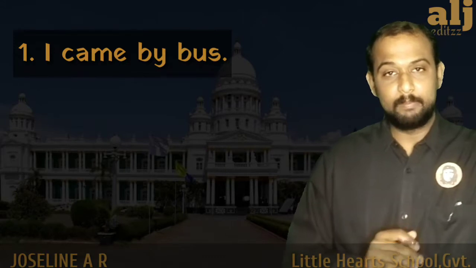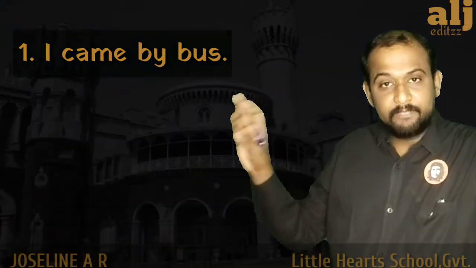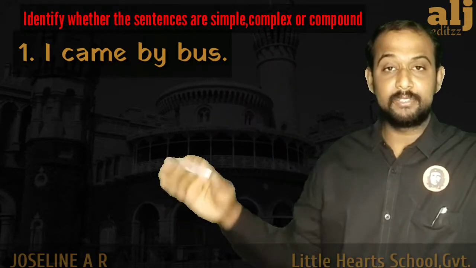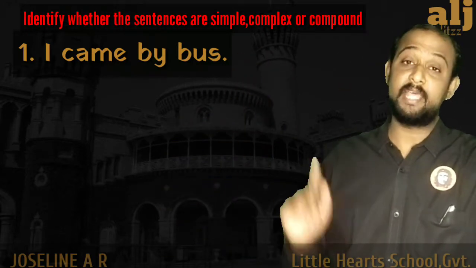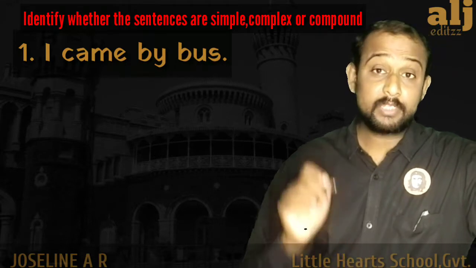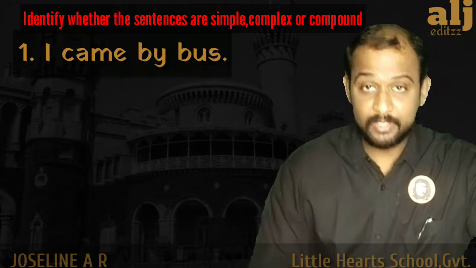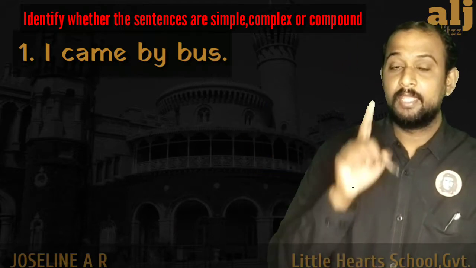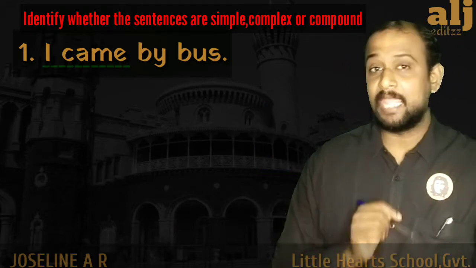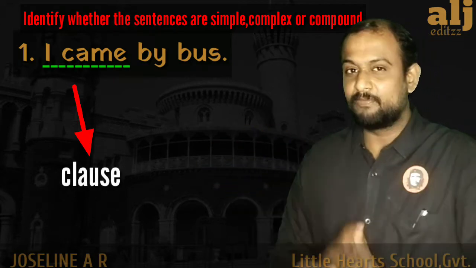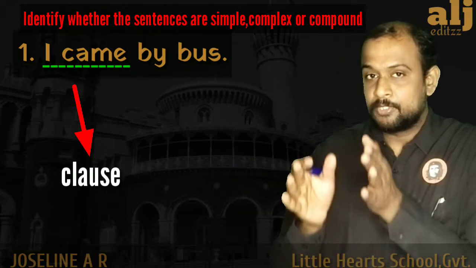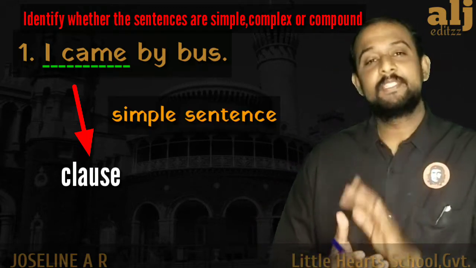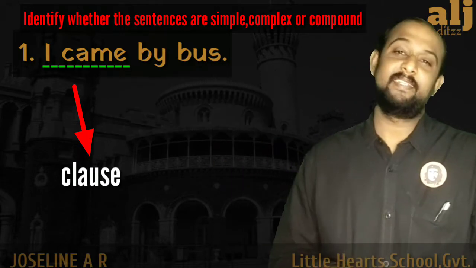I came by bus. You have to identify whether the statement is a simple sentence, a complex sentence, or a compound sentence. I came by bus. What kind of statement is it? Watch carefully. Here we have only one clause: I came. Because by bus is a phrase. A sentence which has only one clause is known as a simple sentence. So this is a simple sentence.